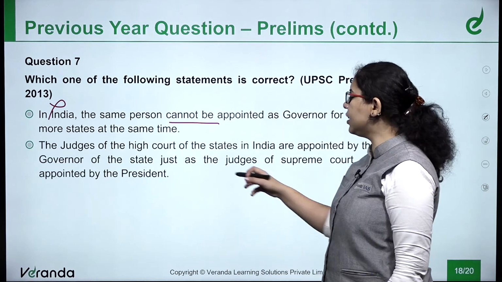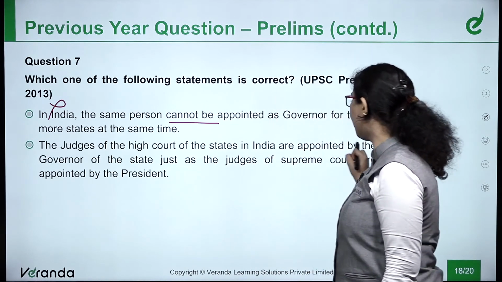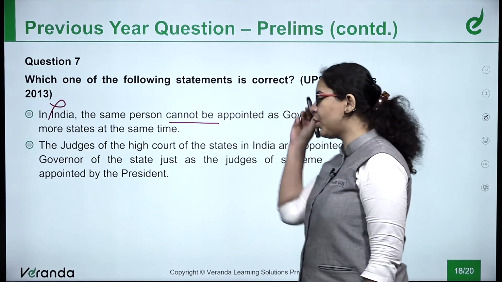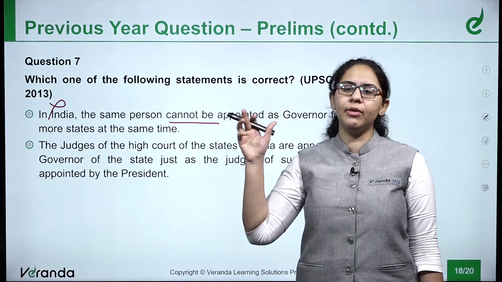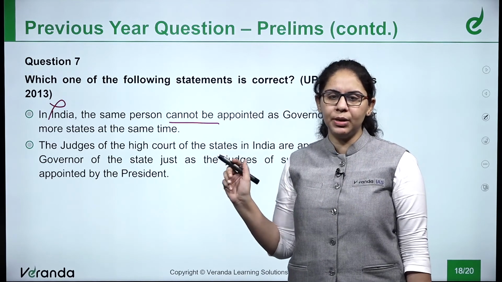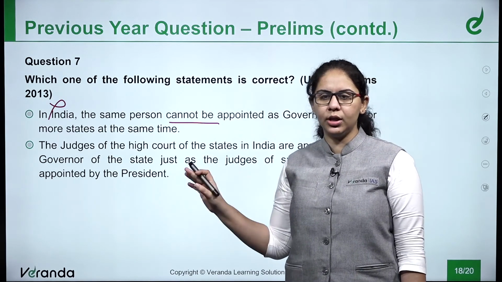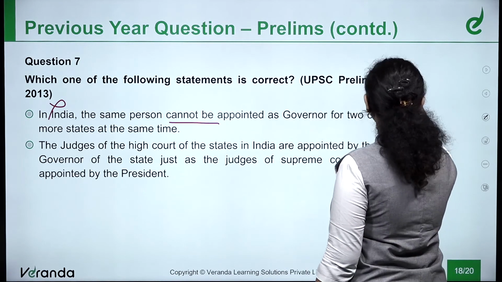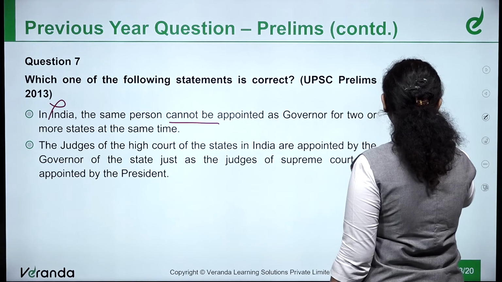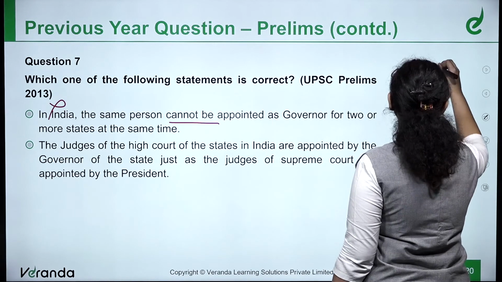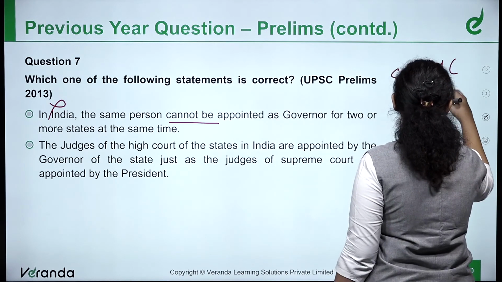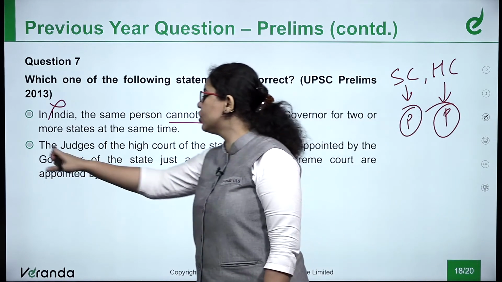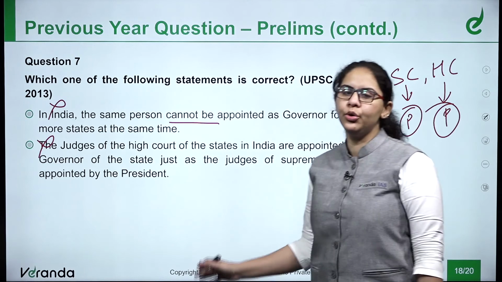Second, the judges of High Courts of states in India are appointed by the governor of the state, just as the judges of the Supreme Court are appointed by the president. Remember this; when we cover high courts and supreme courts, you will come to know about this information. In India, the judges of the Supreme Court are appointed by the president. Similarly, the judges of high courts are also appointed by the president and not the governor. So this statement is also wrong.